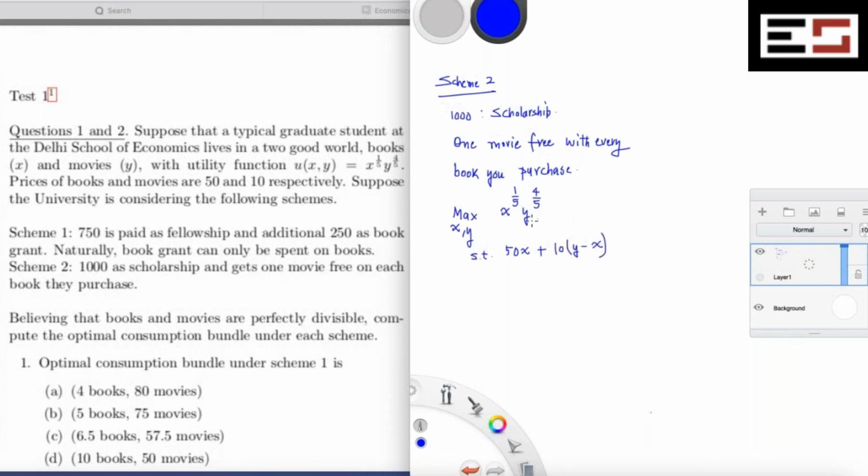Why is that so? Because out of Y movies that you're consuming, X movies are free because you bought X books. Since you bought X books, you got X movies free with them. So it is only the difference between Y and X that you have to pay for, right? These are the number of movies that you need to pay for. You don't have to pay for all Y movies that you're consuming. You just need to pay for Y minus X of them. Yes or no?